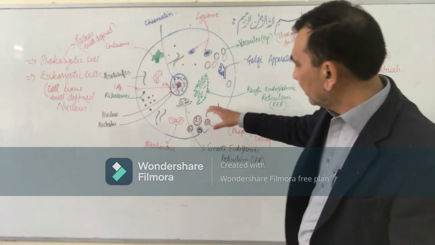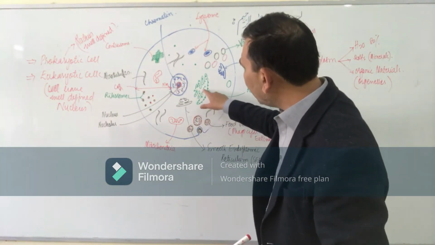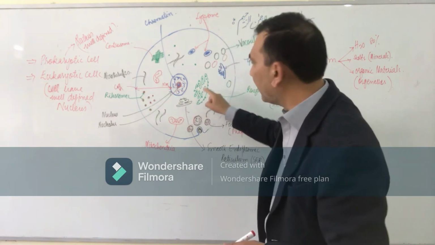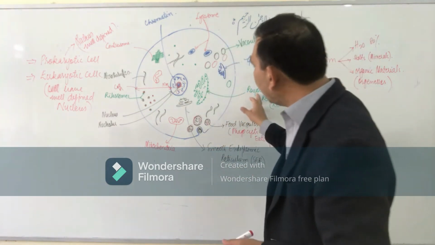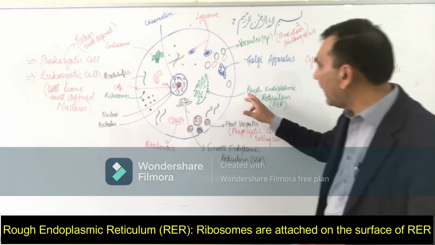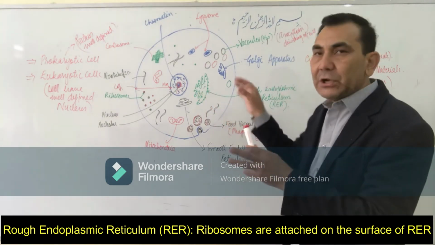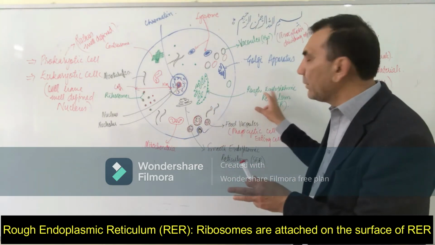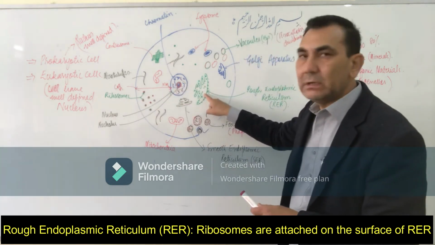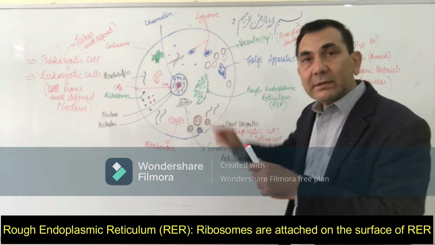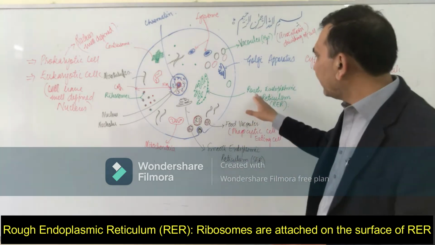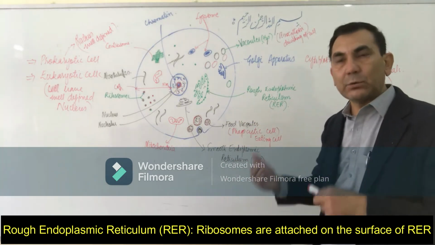Another thing: if the ribosomes attach to the endoplasmic reticulum, that endoplasmic reticulum is called the rough endoplasmic reticulum. Why? Because the ribosomes are attached on the endoplasmic reticulum. By the attaching of the ribosomes on the endoplasmic reticulum, the surface of the endoplasmic reticulum becomes rough. So it is called the rough endoplasmic reticulum.